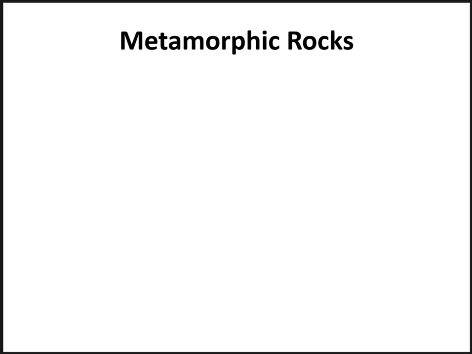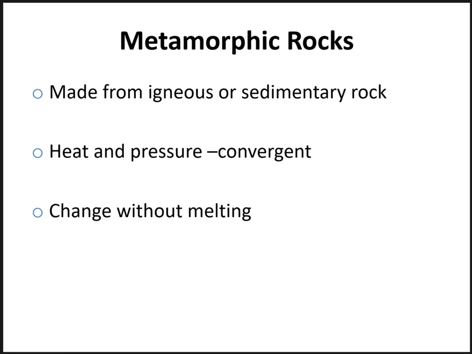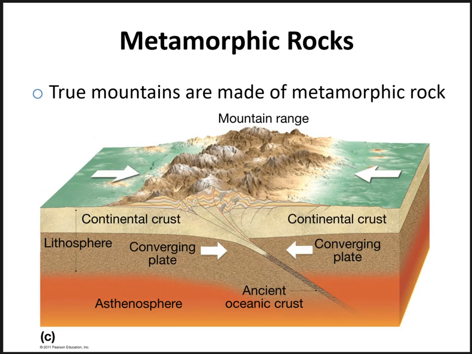So metamorphic rocks are produced from pre-existing igneous and sedimentary rock. These rocks are formed solely by heat and pressure. So where does this heat and pressure come from? Convergent plate boundaries. These rocks tend to be made without melting. If these rocks got heated enough to melt, they would turn into igneous rock. So there is a fine line between metamorphic and igneous rock in relationship to the heat.